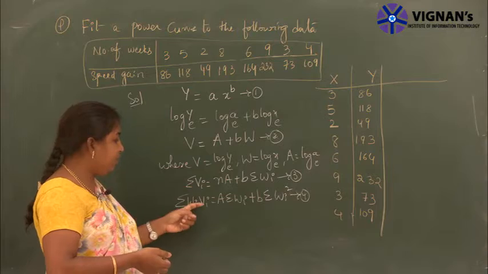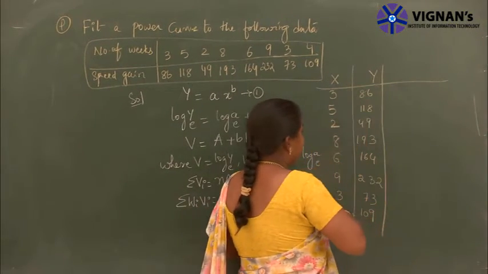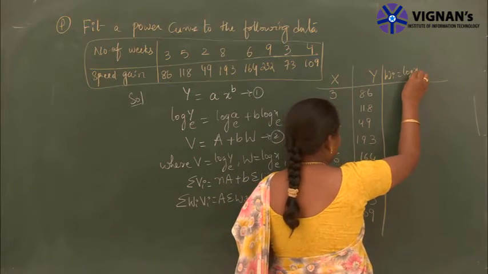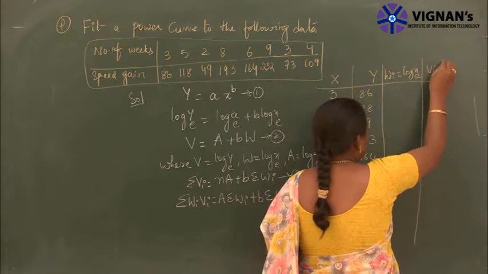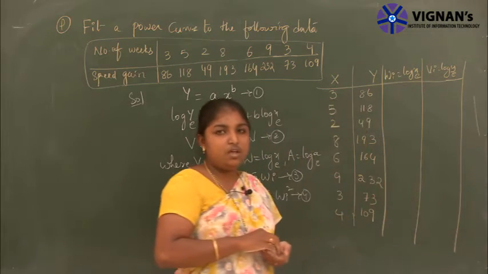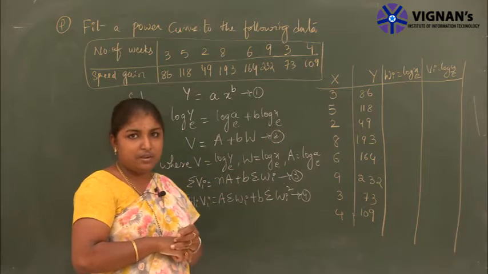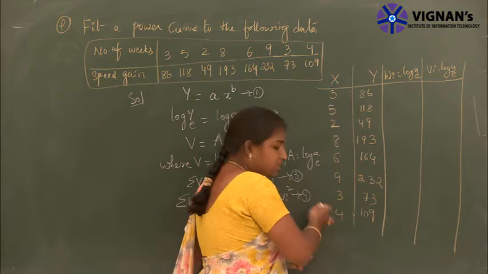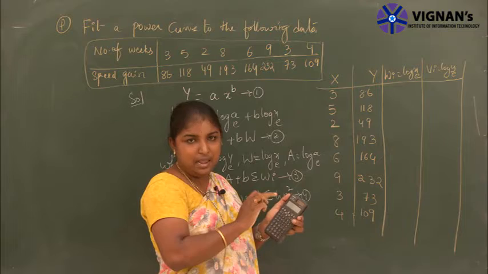So now in these two equations there is no x and y. We have v and w. Here wi means log x base e, and vi means log y base e, right? So now using calculators, we are finding wi and vi values. Wi means we take log base e of the x values. Log base e means in your calculators we use ln.